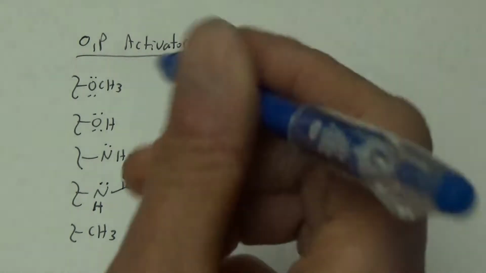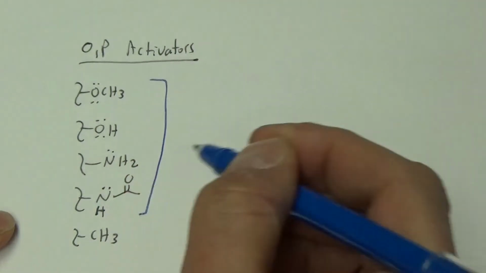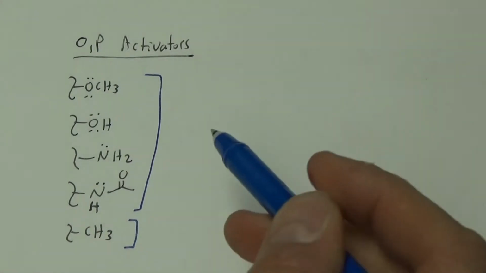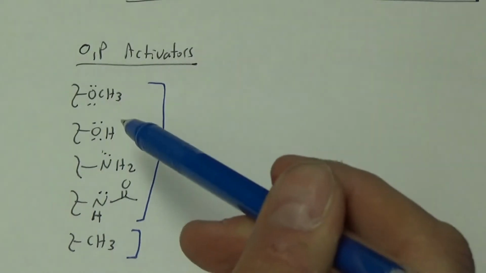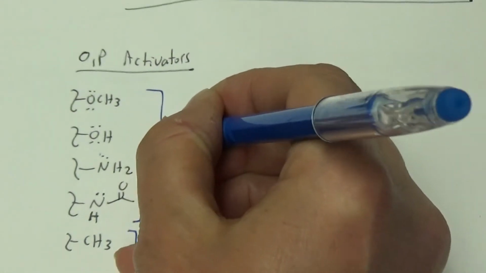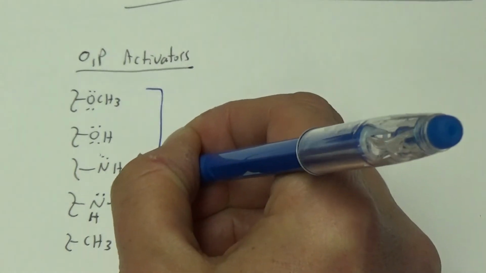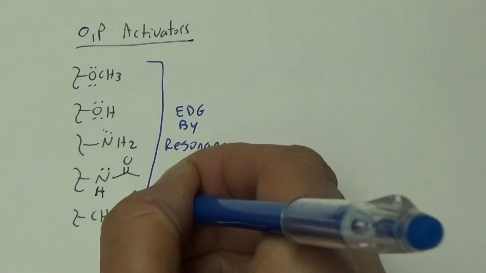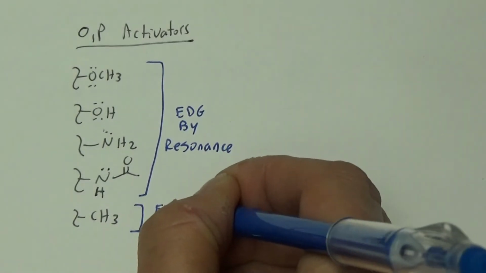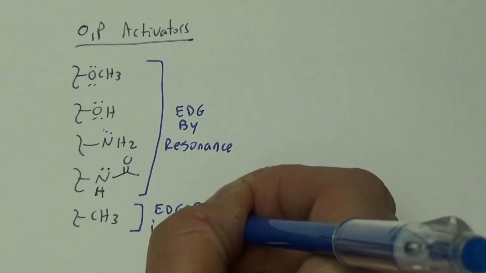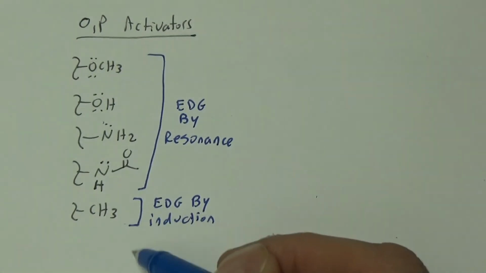So the top ones are doing it one way, and the bottom is doing it a different way. They're all electron donating groups, right? They have lone pairs, except the bottom does not have a lone pair. So I say EDG by resonance. The bottom is EDG by, what's the other one? EDG, the I word, induction. Okay, so the methyl or alkyl is induction.